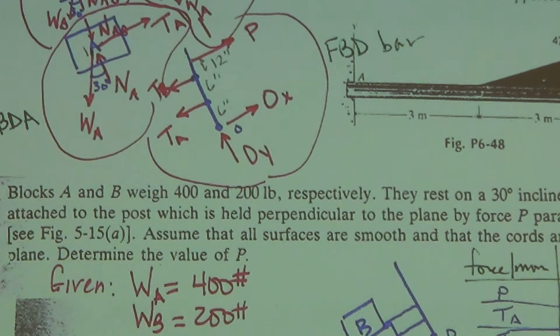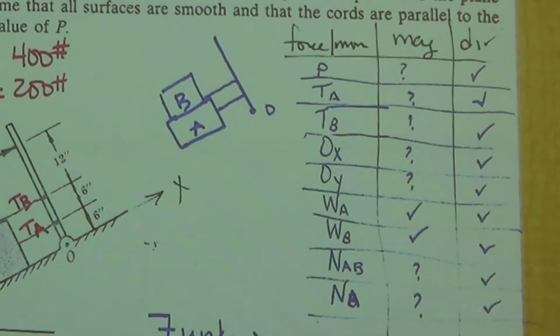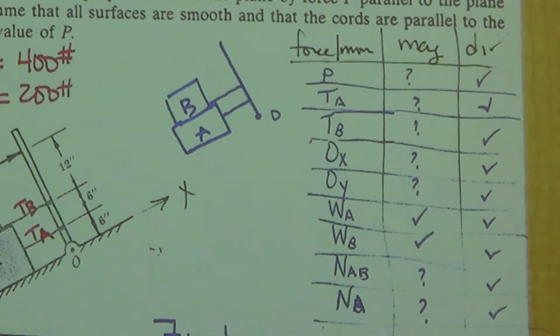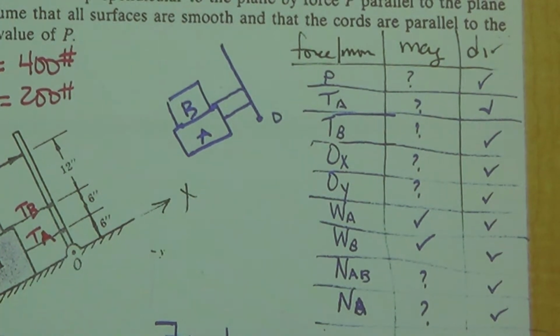David? Could we do it kind of like a quiz and instead of like OX and OY have a moment at O? Well, we still have those unknowns, right? But we don't have to find them. So I'm going in that direction. Good thinking, David. So we have 7 unknowns.